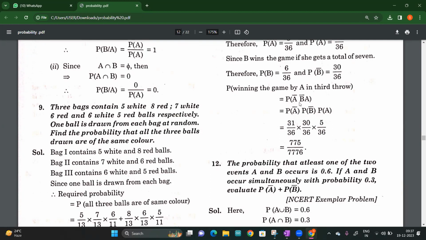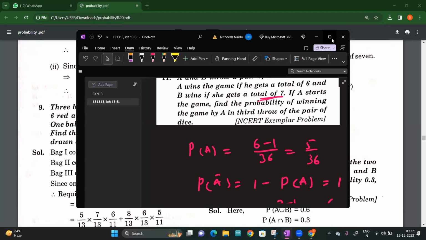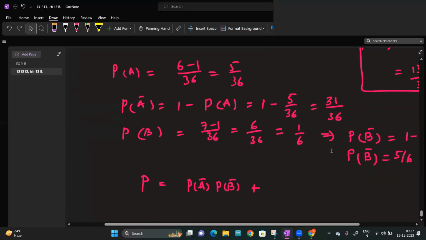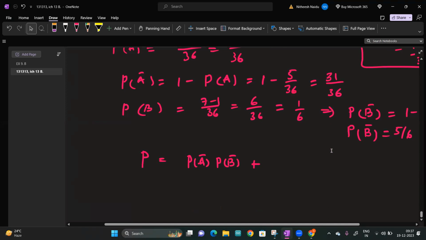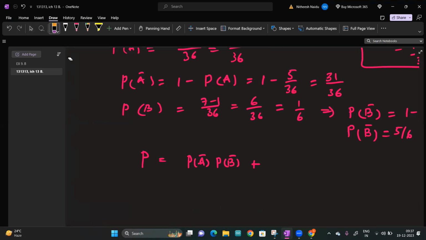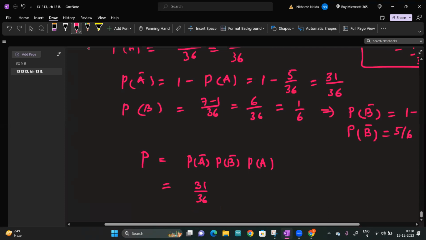Let's calculate this: P of A bar, P of B bar into P of A. That is third row. P of A bar, P of B bar into third row, P of A. Okay. P of A bar is how much? 31 by 36. P of B bar is 5 by 6. P of A is how much? 5 by 36. So tell me how much is it?